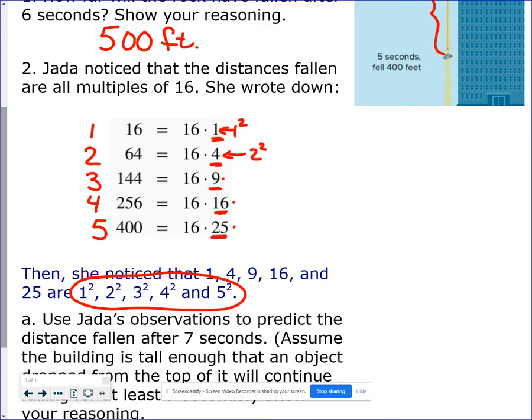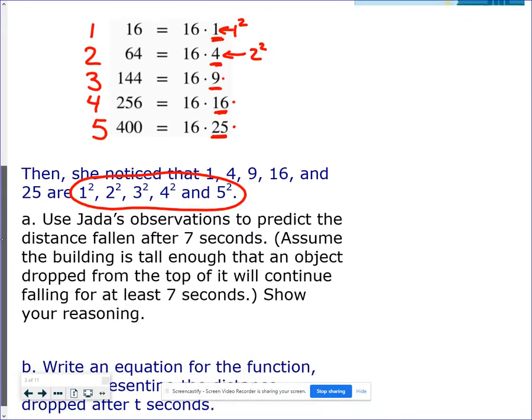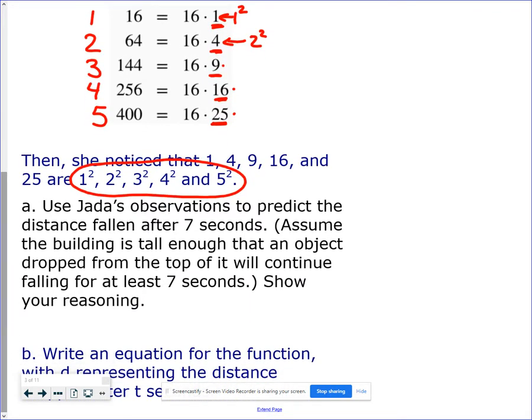And it says use Jada's pattern to predict the distance that it has fallen after 7 seconds. So it's skipping over 6 seconds, and that's okay, we can do that. But I want to know how far it is after 7 seconds. And we're saying, let's just assume that the building's actually tall enough so that it could actually fall for 7 seconds, okay?